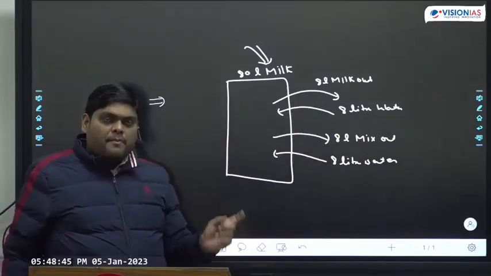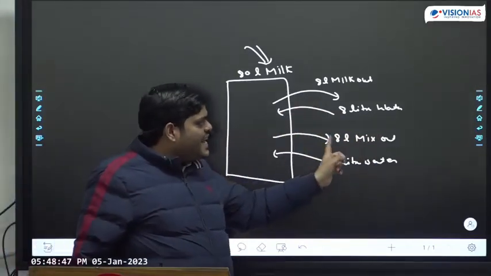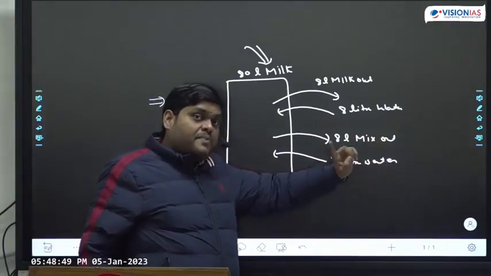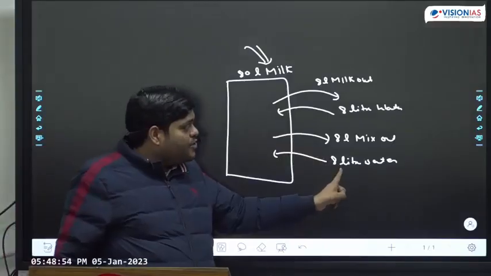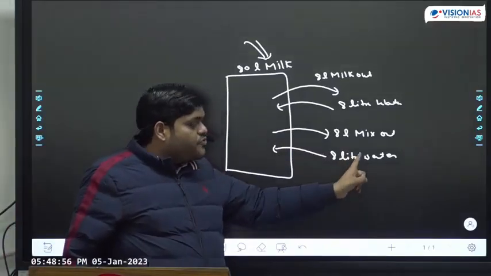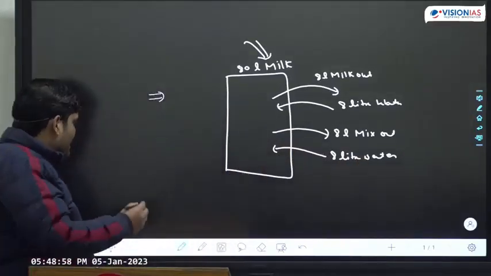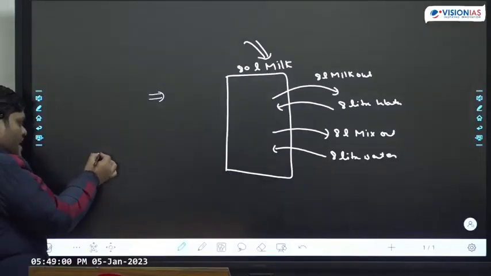Now again you are taking 8 liter of mixture out, because water and milk are both there, and again you are adding 8 liter of water into this. So in this case, the formula, just note it down.